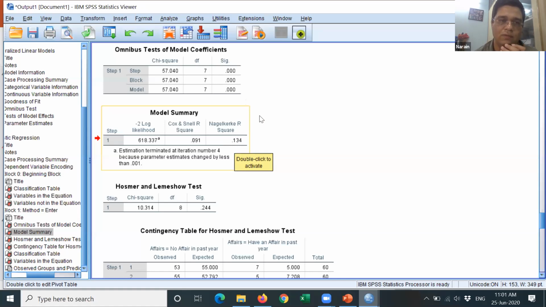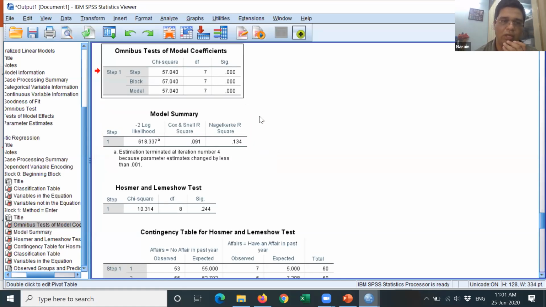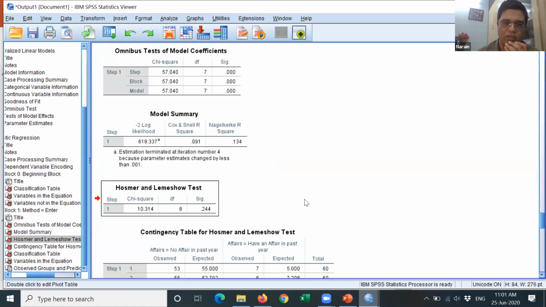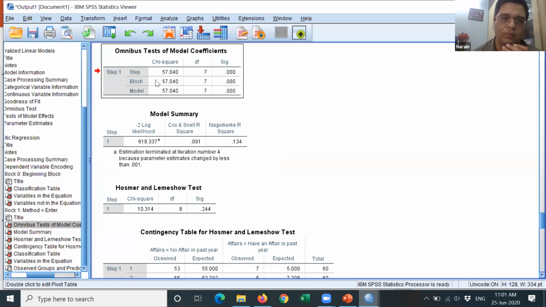Omnibus test for the chi-square, which is the log likelihood version, the likelihood ratio test, which are significant. So we might be saying that the model is a good fit. Some more model choosing criteria are here, and the Hosmer-Lemeshow test. Probably banking ourselves on the omnibus test of model coefficients is very widely reported.